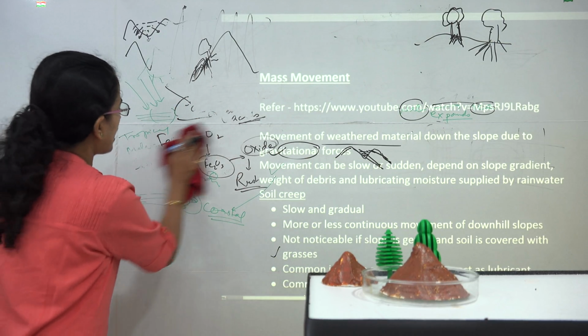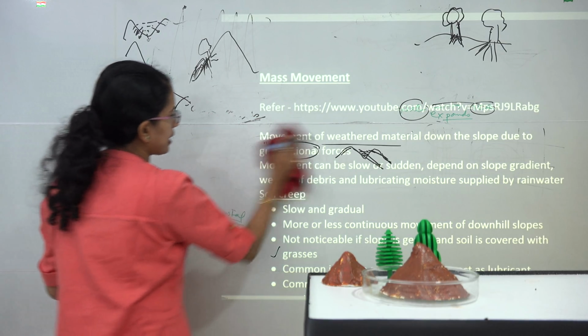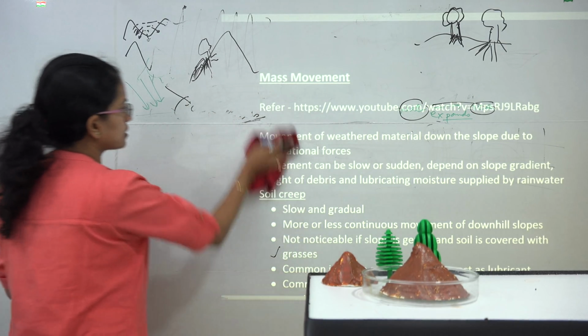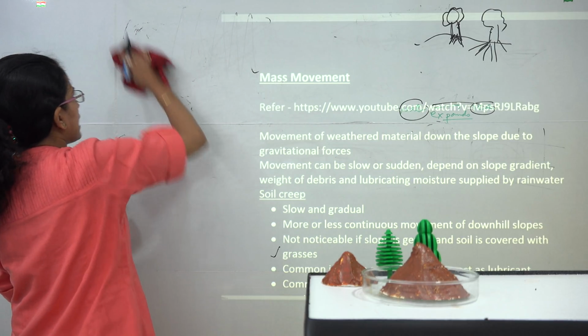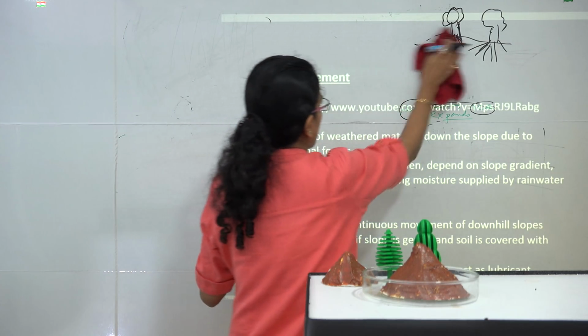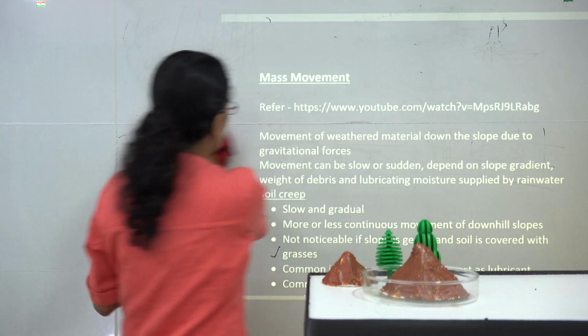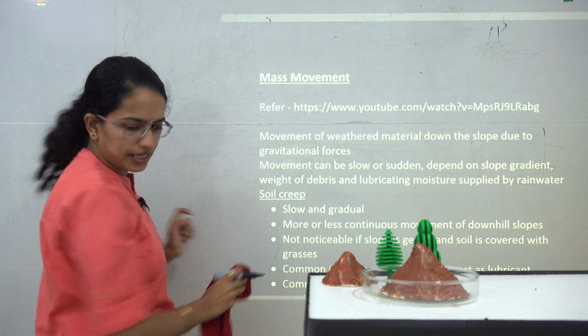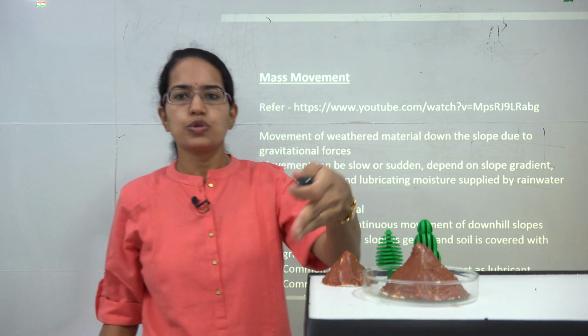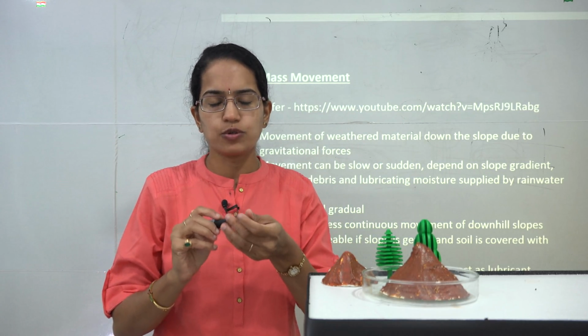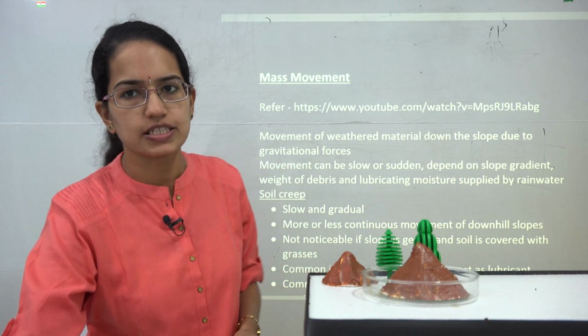The next is mass movement. Now mass movement we have covered in detail in one of the lectures. We would be covering the major highlights in this class. When we talk about mass movement, in simple terms we can say whatever material is being weathered moves to the base by the force of gravity, or due to the gravitational force.